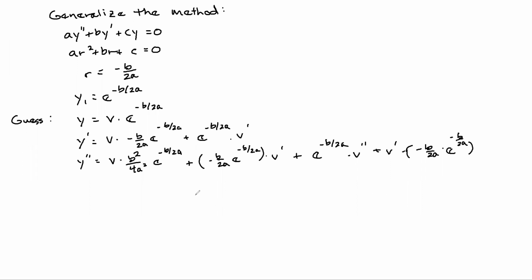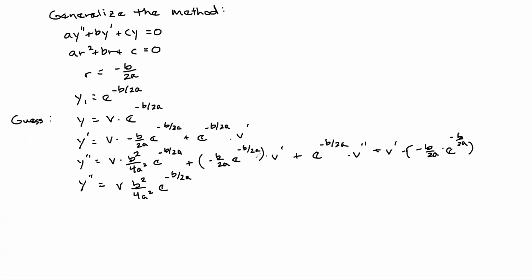All right, and from here, we want to take this and substitute it back into our original. Let's do that simplification step first this time, just because the equation is a little more complicated with these negative b over 2a's in here. So this first part stays the same. That's the only term that has v. So we're going to have v b squared over 4a squared e to the negative b over 2a.